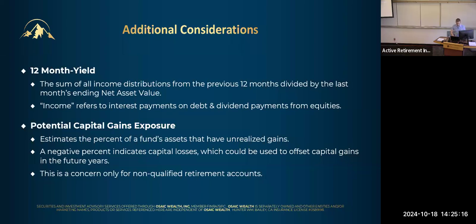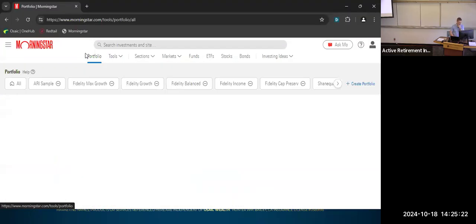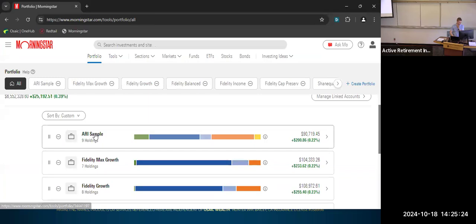Okay. If at any point anybody has a fund they want to look at, please throw it out there and we'll take a look. But I'll just start with some of the things that I have in my portfolio here.